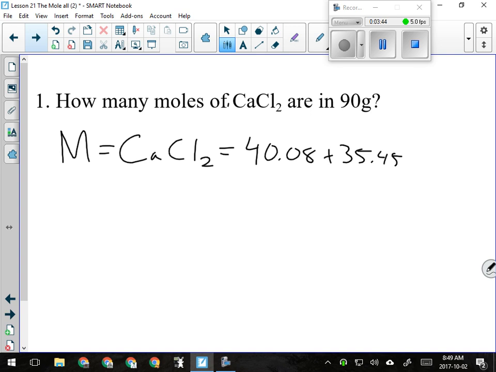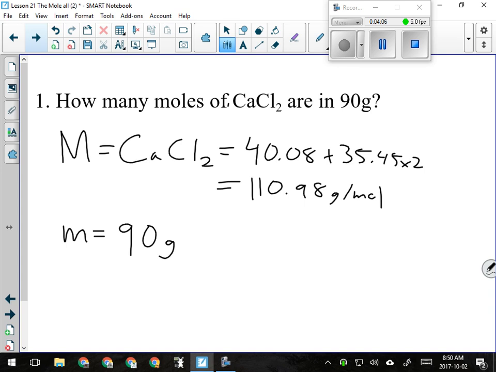But there are how many chlorines here? So what do I have to do to the 35.45? Times it by 2. Okay, when I do that, I should get that the molar mass is 110.98, I think, grams per mole. Okay, so I've got that. And the other thing they gave me was little m. They gave me the mass in grams, and it was 90 grams. So I have 90 grams of calcium chloride.